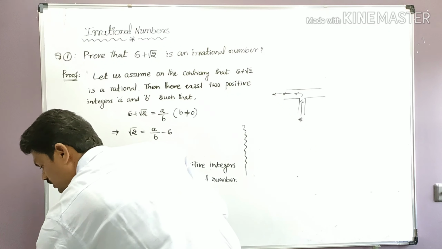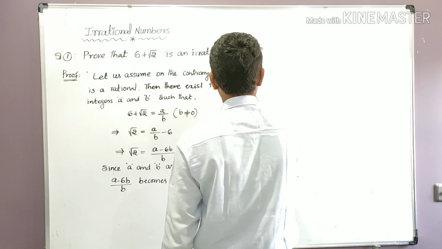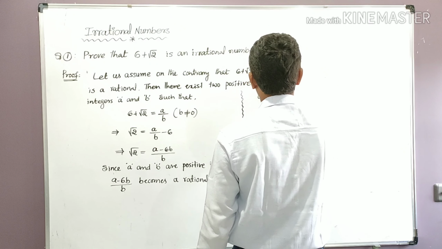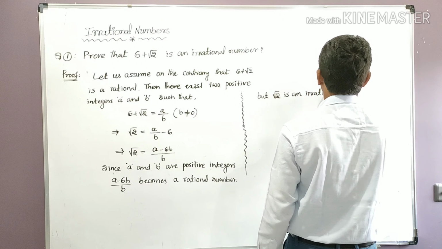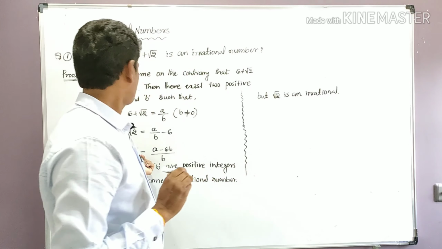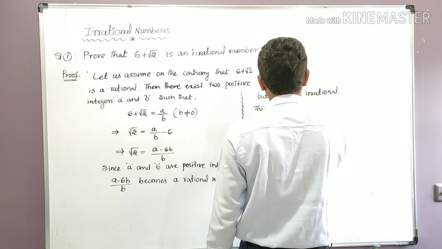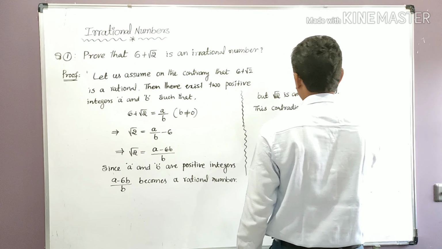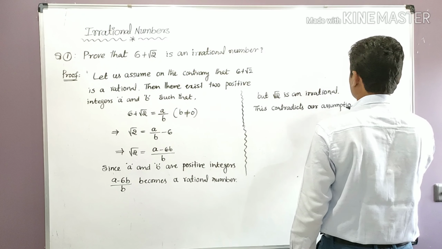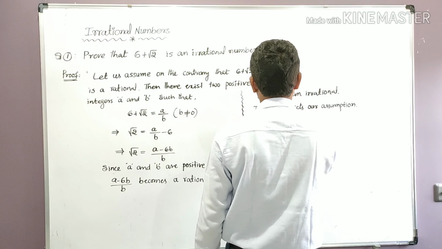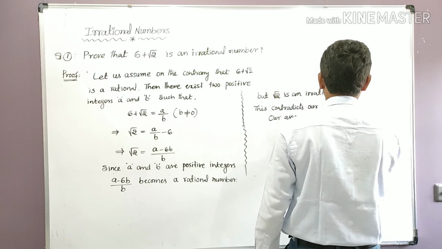But root 2 is an irrational number. So a rational number never equals an irrational number. So this contradicts our assumption. Therefore, our assumption is wrong. So what is our assumption?